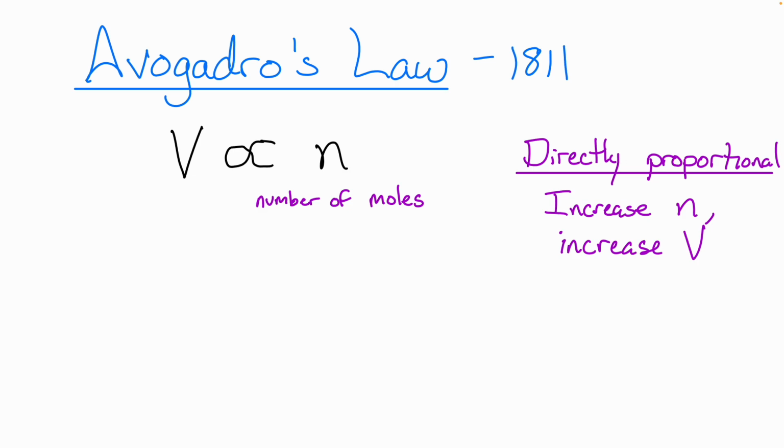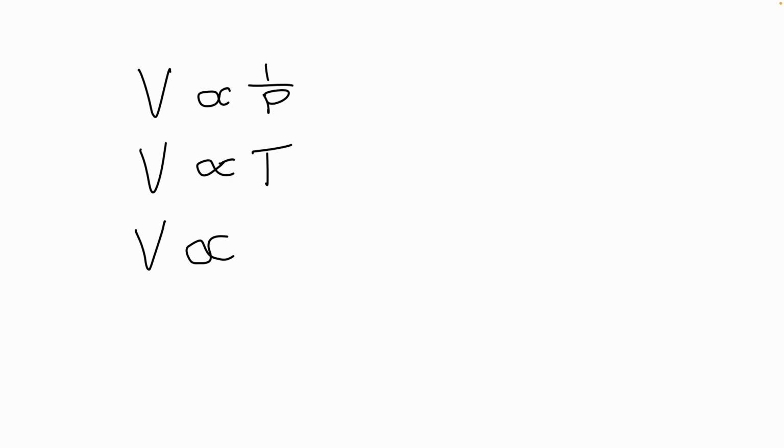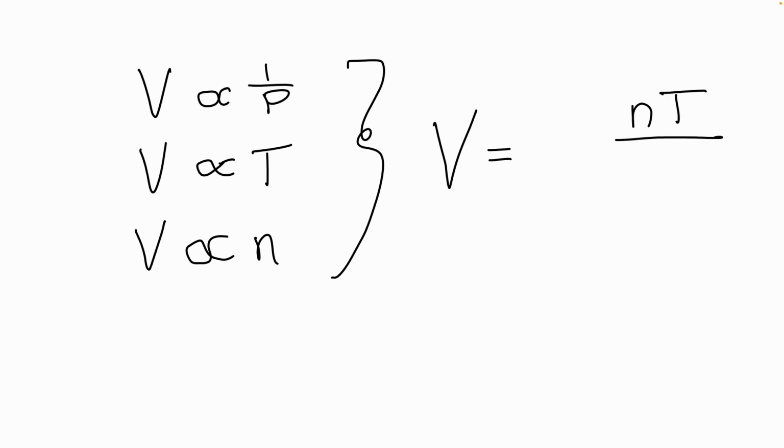Cool. So all these observations are combined together. All right. Boyle's law was that volume is inversely related to pressure. Charles's law is that it's directly proportional to temperature. And Avogadro's law is that it's directly proportional to number of moles. All right, so all this implies that our volume is equal to n times T over P times some constant that we didn't know, and now that we do know, we call this the ideal gas constant. This is the proportionality constant.